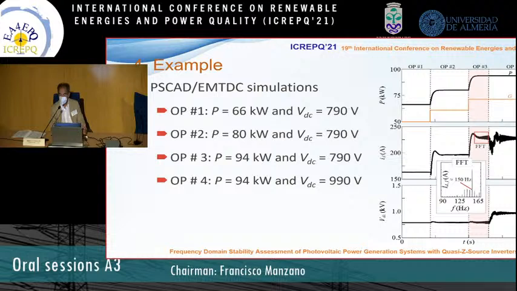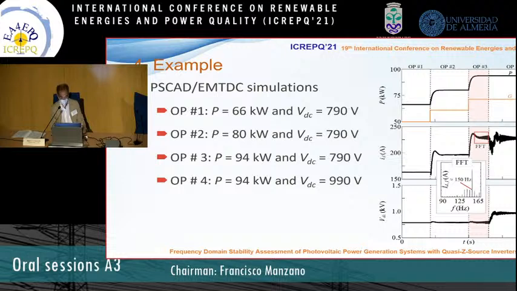And now we increase the irradiance level at the PV panels. We increase the active power delivered to the AC grid. First to operating point 2, the system remains also stable. And after that to the third operating point, increasing the power to 94 kilowatts, keeping constant the DC voltage.